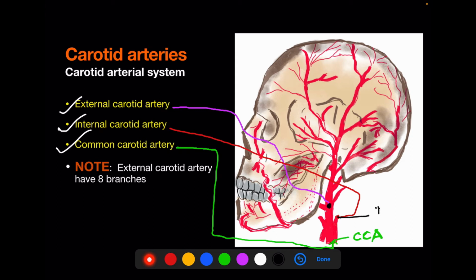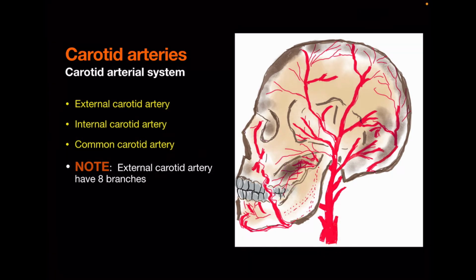This one is the internal carotid artery and this one is the external carotid artery, ECA. I am using a short form. So from now you can easily identify which one is the external carotid artery, which one is the internal carotid artery and which one is the common carotid artery. Now we will discuss the 8 branches of the external carotid artery in our next slide.